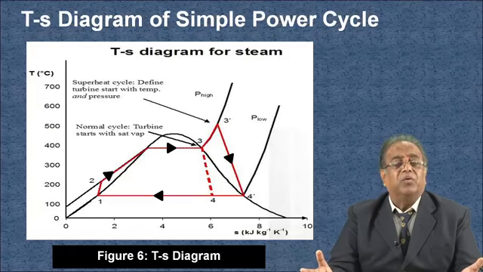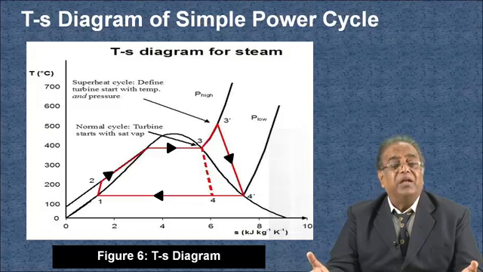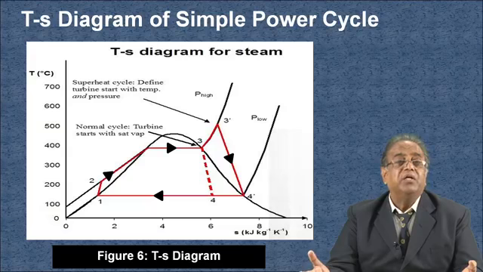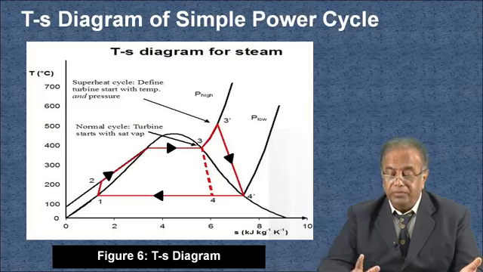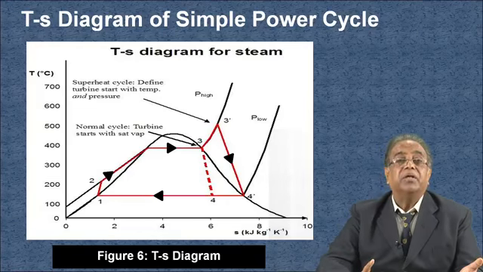What is the heat given out by the condenser? For the normal cycle, that is equal to H4 minus H1. For the superheat cycle, the heat given out Q2 is equal to H4 dash minus H1. Pump work is H2 minus H1, and the heat input for the normal cycle is H3 minus H2. For the superheated cycle, it will be H3 dash minus H2. We will use this TS diagram for the analysis of the steam power cycle.